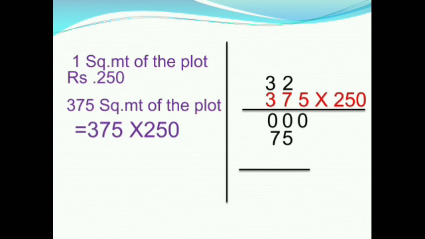Now we should multiply 5 and 3. 5 3s are 15. 15 plus 3, 18. Now we should multiply 2 and 5. 2 5s are 10. Write 1 carry above the 2 and write 0 below the 7.